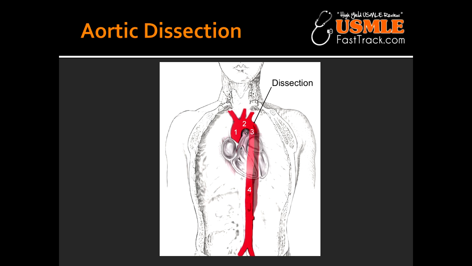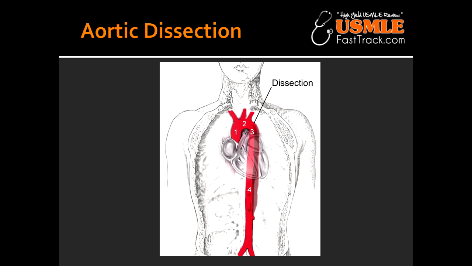Aortic dissection. What is aortic dissection? Aortic dissection is a longitudinal intraluminal tear forming a false lumen. What are some of the conditions that predispose you to aortic dissection? Some of the conditions that predispose you to aortic dissection include hypertension, bicuspid aortic valve, cystic medial necrosis, and inherited connective tissue disorders such as Marfan syndrome.